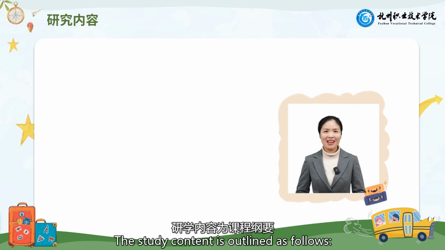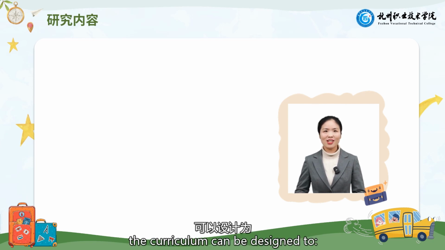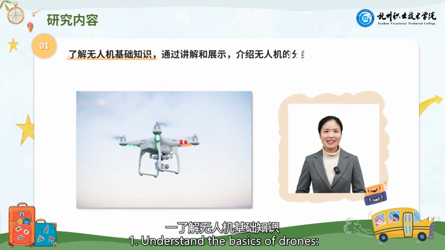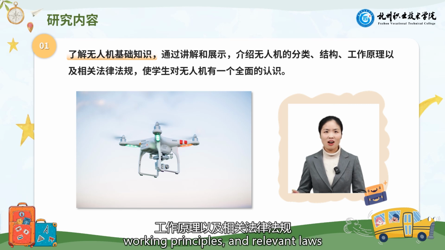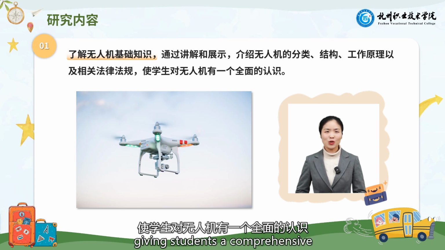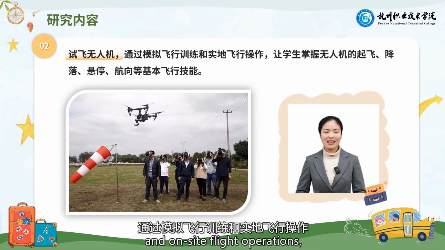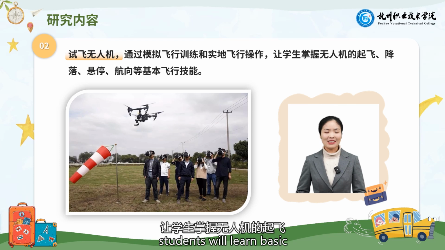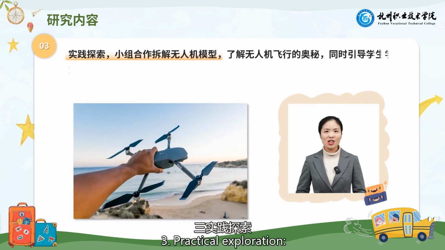The study content is outlined as follows. Based on the knowledge learned and local resources, the curriculum can be designed to: firstly, understand the basics of drones. Through explanations and demonstrations, introduce the classification, structure, working principles, and relevant laws and regulations of drones. Give students a comprehensive understanding of drones. Secondly, test flight drones. Through simulated flight training and on-site flight operations, students will learn basic flight skills such as takeoff, landing, hovering, and navigation planning.